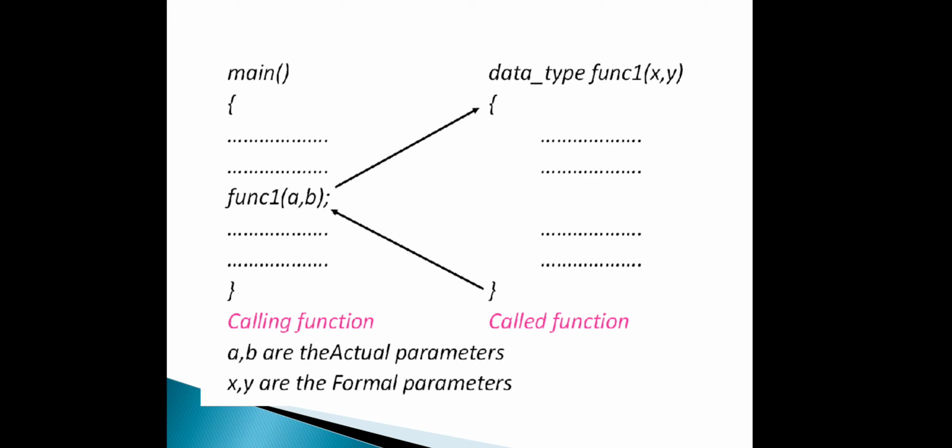Here we have two sections: one is the main function section and the other is the user defined function definition section. The main function section has the actual parameters, for example func1(a, b). This a, b are the actual parameters. In the user defined function section, we have the formal parameters, right? Here x, y are the formal parameters.